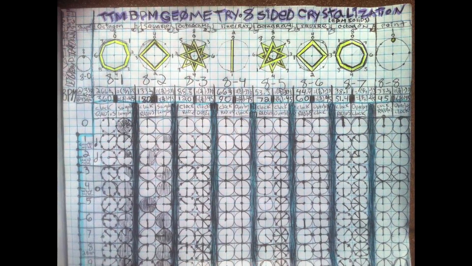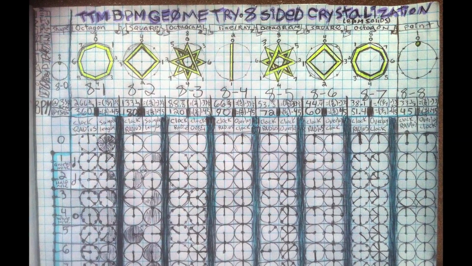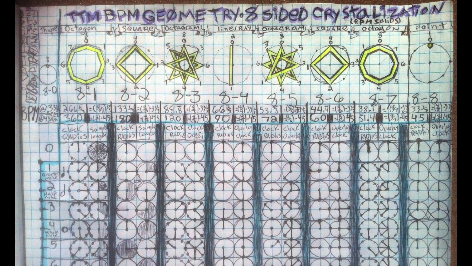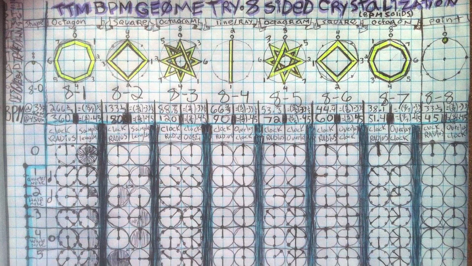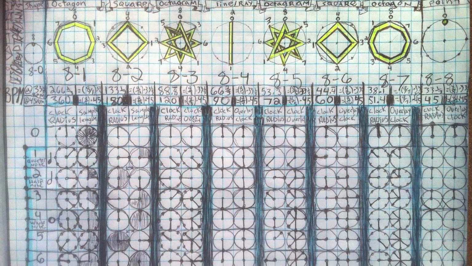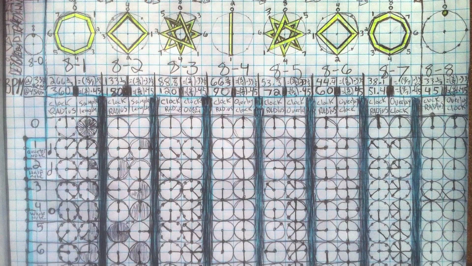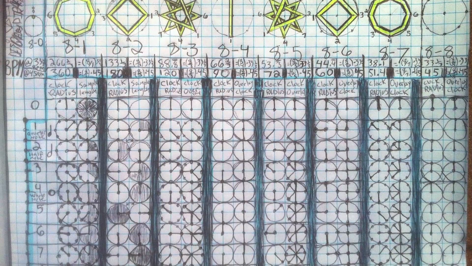What do the BPMs look like for 8-sided shapes? 8-sided crystallization of TTM BPM geometric solids. When we place geometric structures over a vinyl record, we can calculate different types of BPM, beats per minute, scenarios. These shapes are created by connecting the cue points of each count with a golden line.